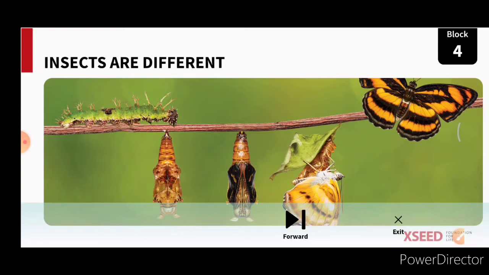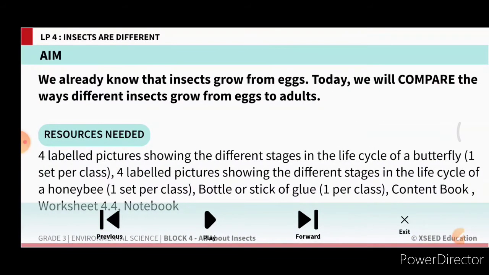Here we see a twig, a small branch, and we can see the different stages in the life cycle of a butterfly. We can recognize the butterfly very well because we know it well. Let us learn more in this lesson. We already know that insects grow from eggs. Today we will compare the ways different insects grow from eggs to adults.